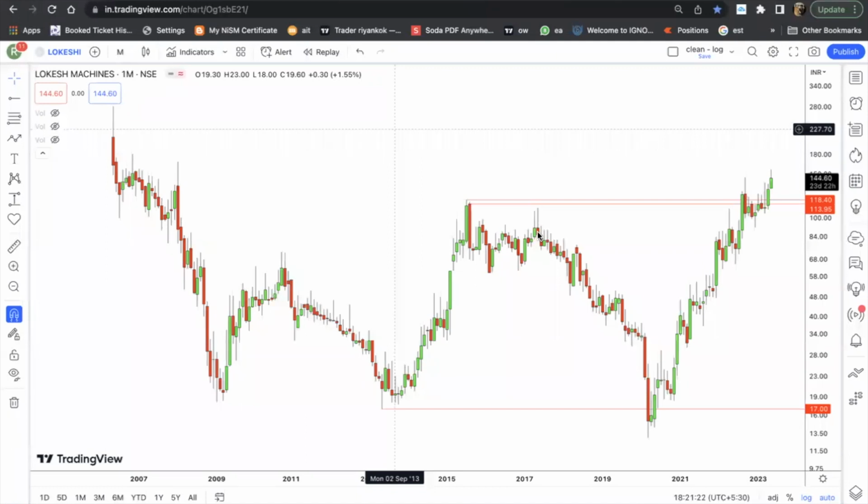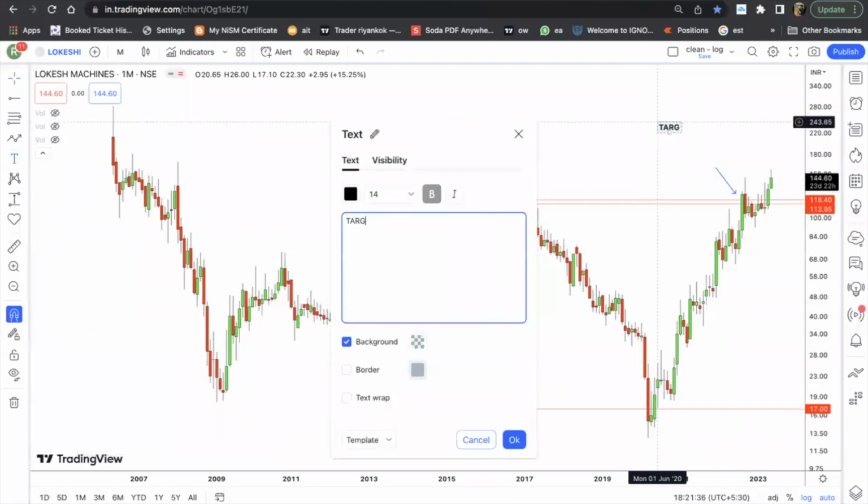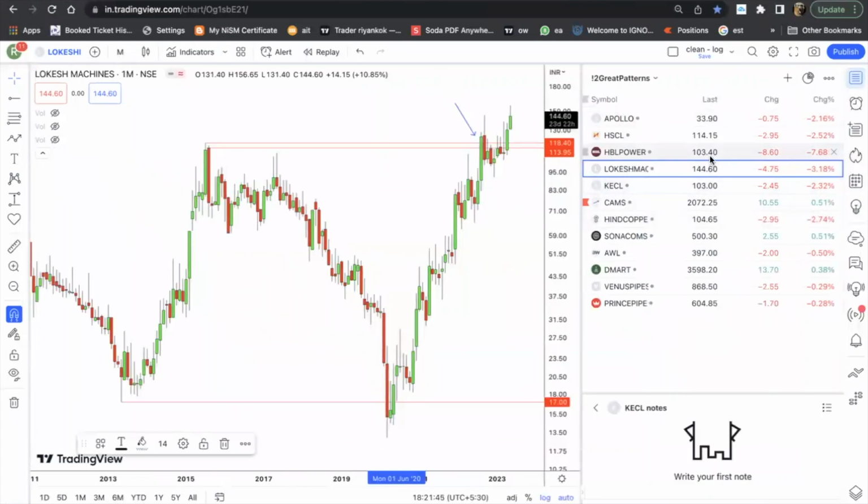Okay, so Lokesh Machines is once again a similar pattern, which is called the longest downtrend reversal pattern. The breakout happened once again at this level right here, which is closing at somewhere around 120. So as a general thumb rule, the target here is 240 and 360, which is 2x and 3x. The stock is somewhere trading around 144 right now, which we should not be bothering about.